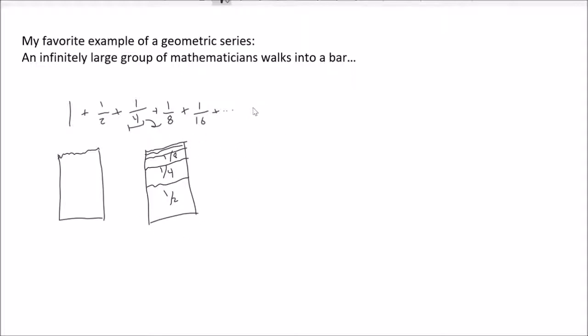So here's what's interesting about that from a mathematical perspective. We have an infinite list of numbers here, and when you add all those numbers together, you get 2. That can be a really confusing concept at first. How can infinitely many numbers be 2?